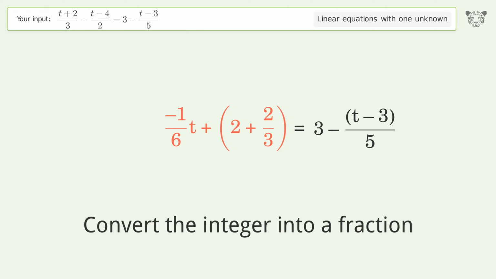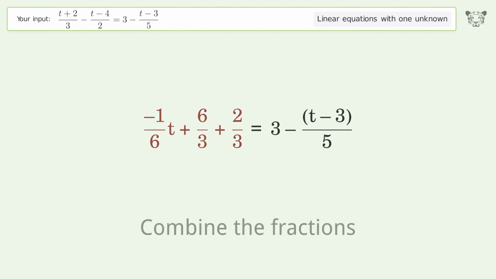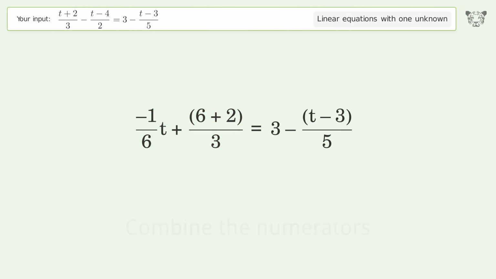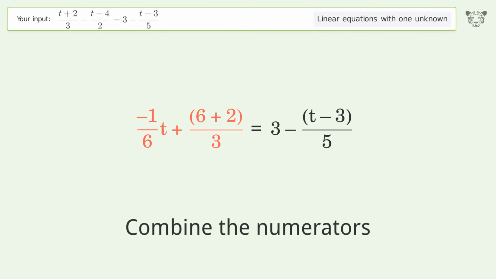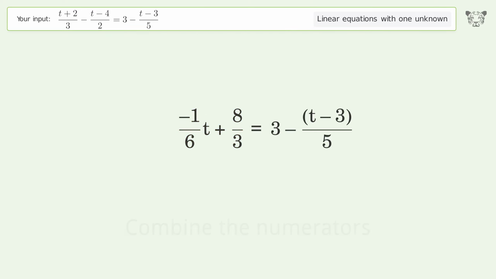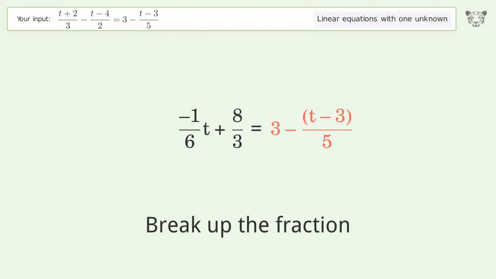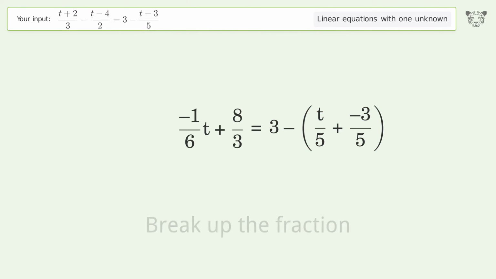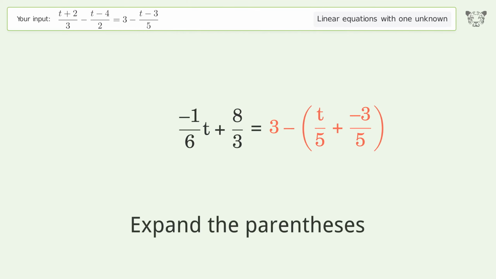Convert the integer into a fraction. Combine the fractions. Combine the numerators. Break up the fraction. Expand the parentheses.